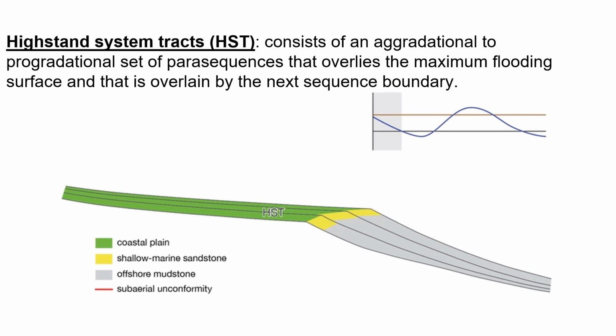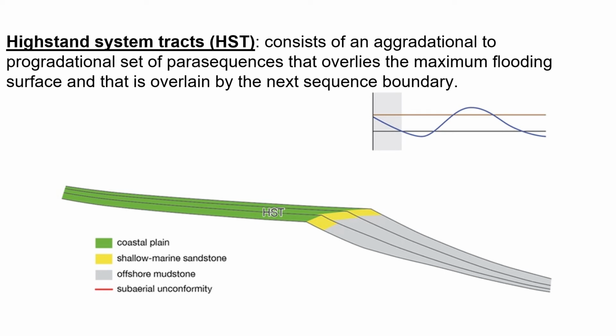Let's look at the highstand systems tract. This is going to be made up of aggradational and progradational parasequence sets. They sit on top of a maximum flooding surface, and they're going to be overlain by the next sequence boundary. These systems tracts represent the sediments that are deposited during the highest of sea levels as they start to fall.